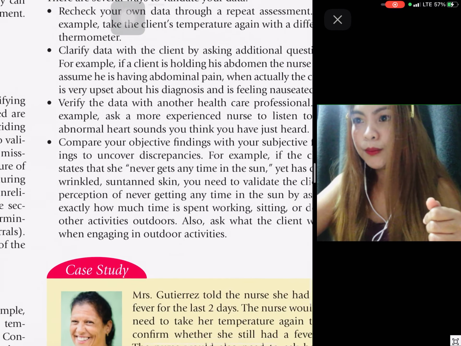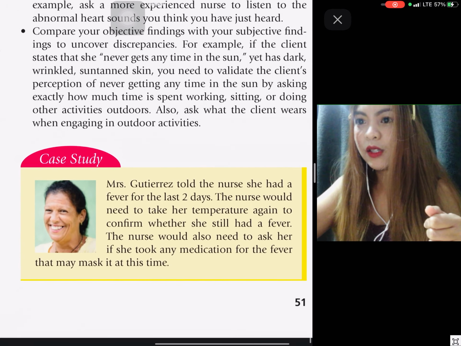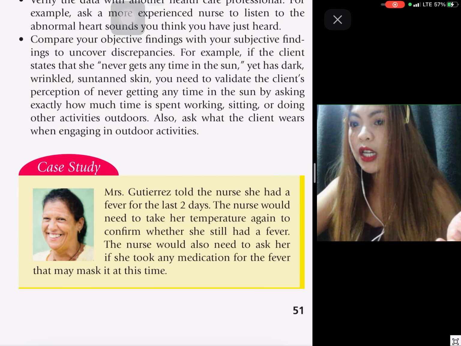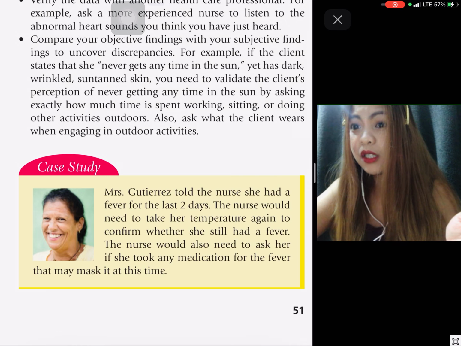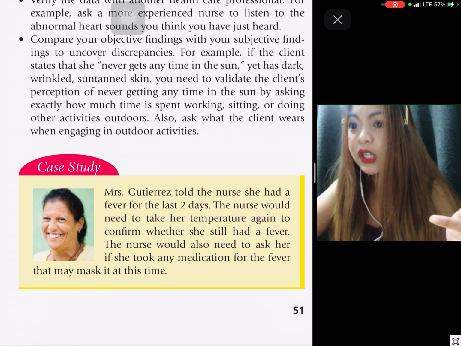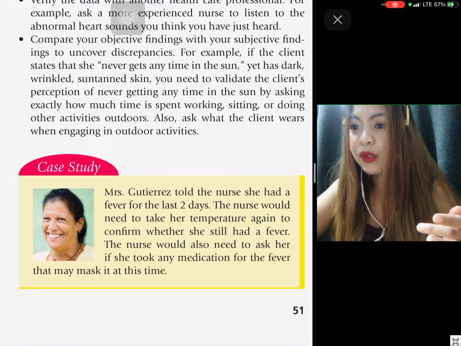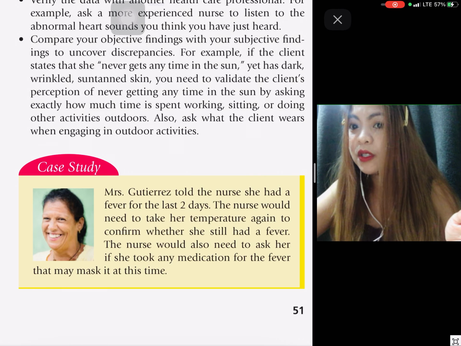Mrs. Gutierrez. So, Mrs. Gutierrez told the nurse she had a fever for the last 2 days. The nurse would need to take her temperature again to confirm whether she still had a fever. The nurse would also need to ask her if she took any medication for the fever at this time. So, ganun pa rin.